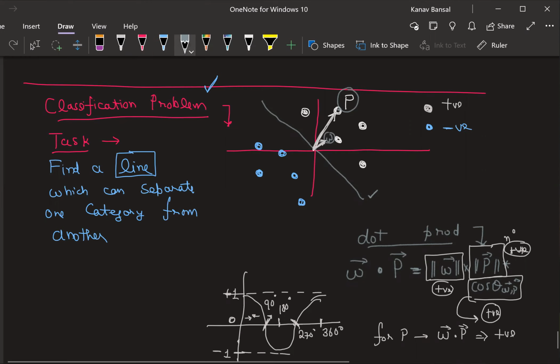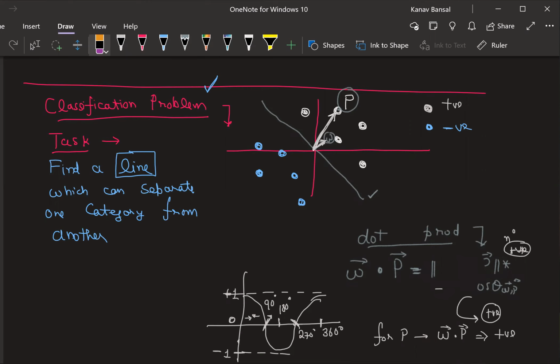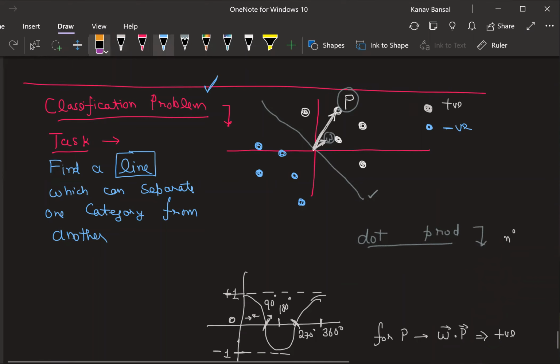Now let's talk about another case. Let me remove this part. Let me try to write it in a smaller font. W dot P equal to length of W into length of P into cos theta, right?